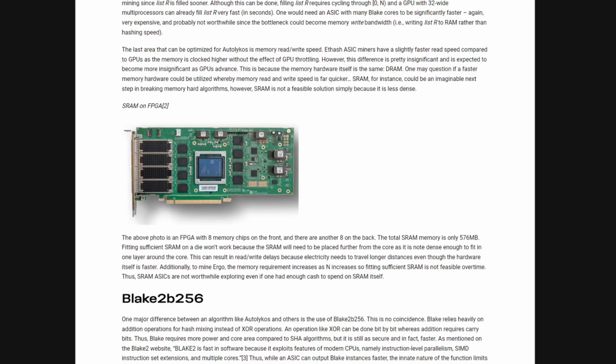So when it comes to FPGAs on Ergo's network, there was an article written on the Ergo platform. This was about 4 or 5 months ago, something like that. It just comes from some updates for the Ergo network, and it talks about FPGAs on the network and how the memory chips for it aren't exactly the best in terms of getting onto the network.